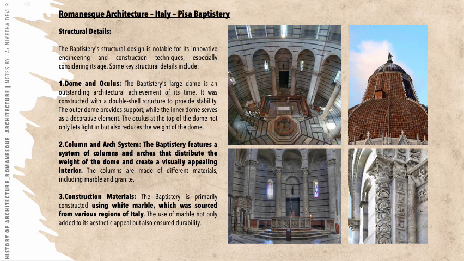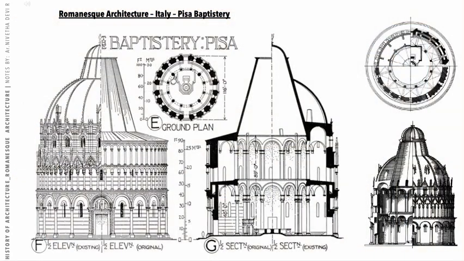2. Column and arch system. The baptistry features a system of columns and arches that distribute the weight of the dome and create a visually appealing interior. The columns are made of different materials, including marble and granite. 3. Construction materials. The baptistry is primarily constructed using white marble, which was sourced from various regions of Italy. Plan, section and elevation of Pisa Baptistry.